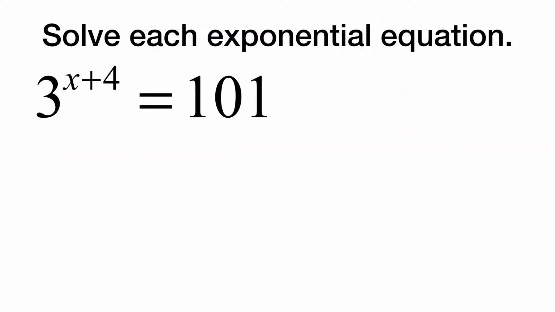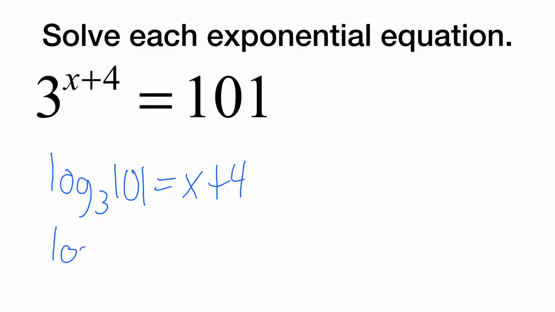Okay, so now let's try this one. I would say log base 3 of 101 is the same as x plus 4, which means the first step is to do log 101 over log of 3. Log 101, close parentheses, divided by log 3. And that ends up being 4.2.